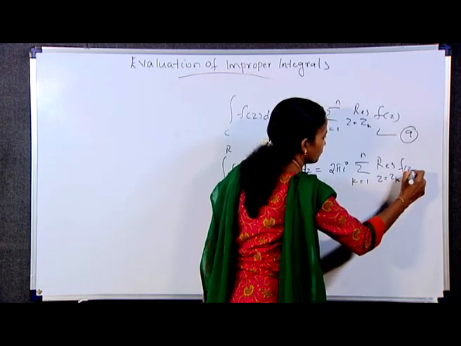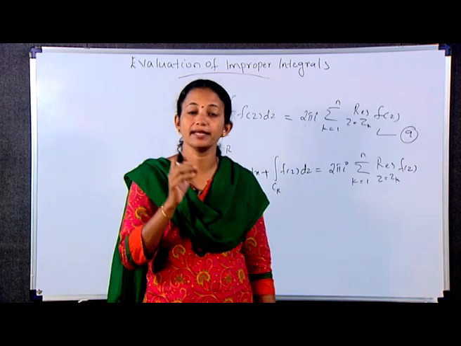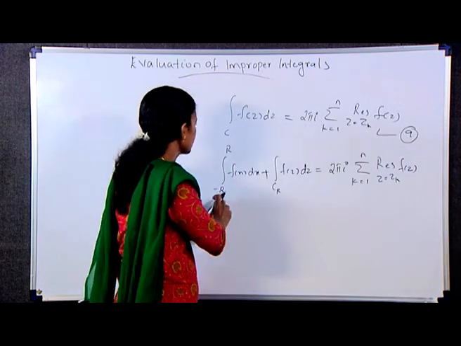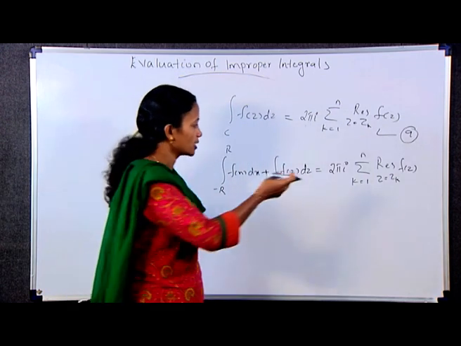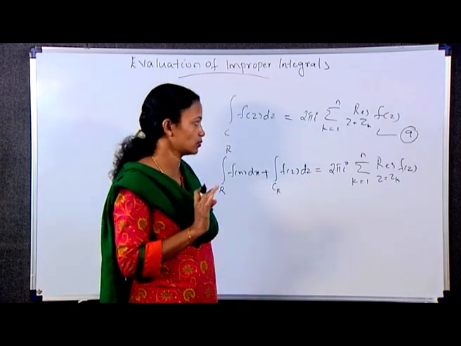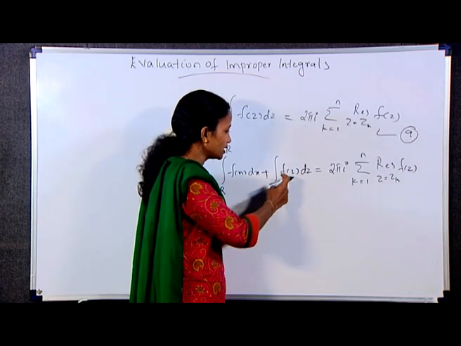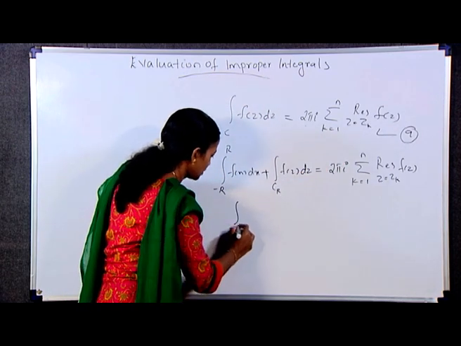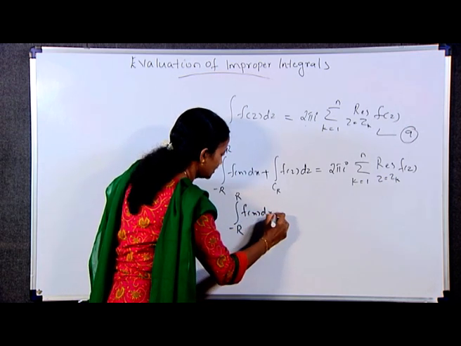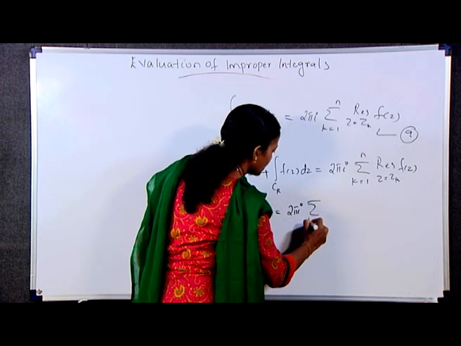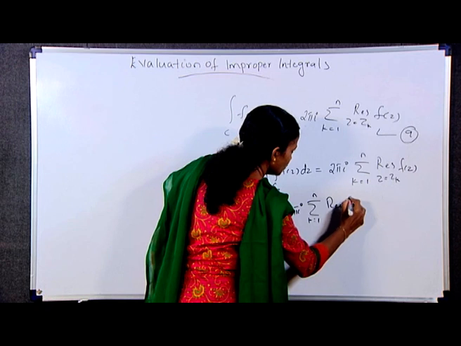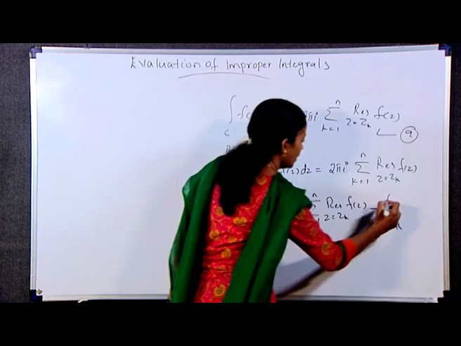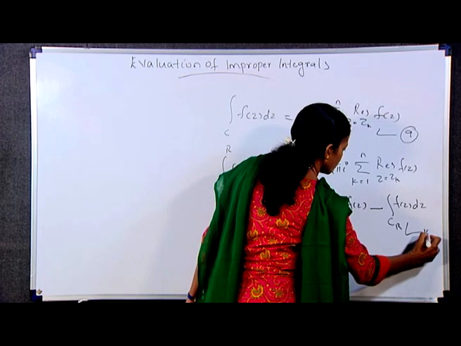Z is equal to zk f z, or we can say integral from minus r to r f x dx is equal to 2 pi I sigma k varies from 1 to n residue at z is equal to zk of f z minus integral over CR f z dz. That is, we are taking this integral to the RHS, that is integral from minus r to r f x dx is equal to 2 pi I sigma k varies from 1 to n residue of f z at z is equal to zk minus integral over CR f z dz. Equation number 10.